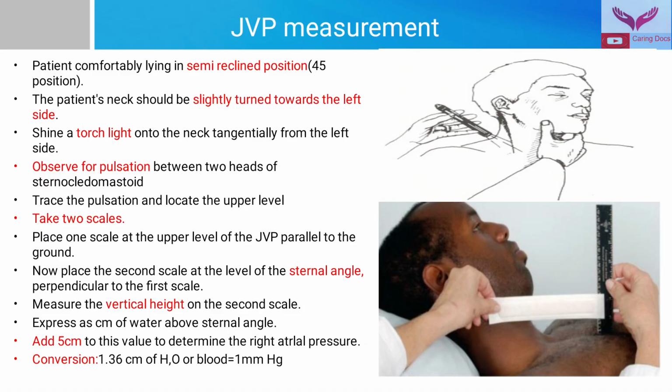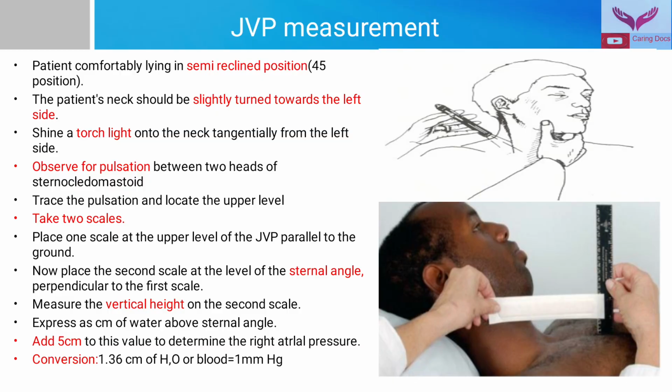Trace the pulsation and locate the upper level with two scales. We have to trace the pulsation and locate the upper level. Then we have to take two scales. Place one scale at the upper level of the JVP parallel to the ground, and then place the second scale at the level of the sternal angle, perpendicular to the first scale. We have to measure the vertical height on the second scale, and this is expressed as centimeters of water above the sternal angle.